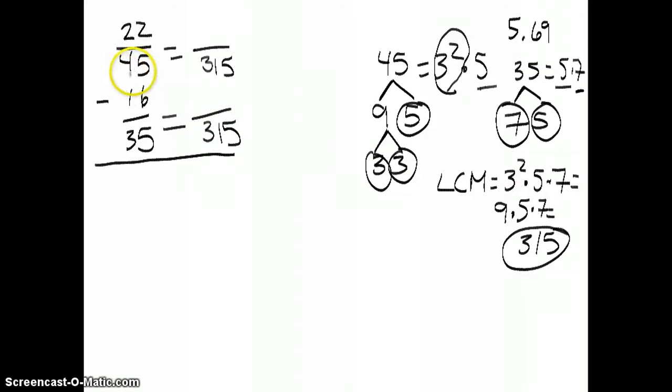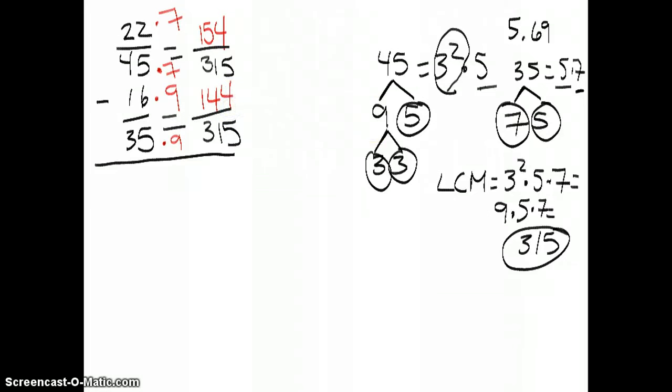So we have to say, okay, going from 45ths to 315ths, what are we multiplying by? Well, in this case, 45 times 7 is what gives us 315. So we're actually multiplying by 7 over 7 to get our equivalent fraction, and 22 times 7 is 154. Then going from 35ths to 315ths, we're multiplying by 9. So we're multiplying by 9 over 9 to get our equivalent fraction, and 16 times 9 is 144.